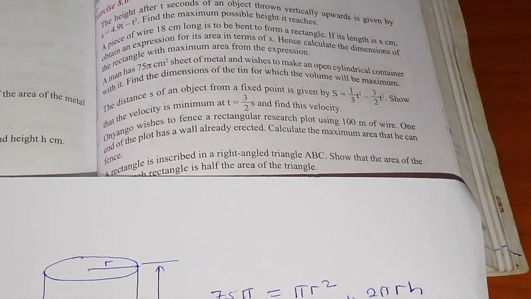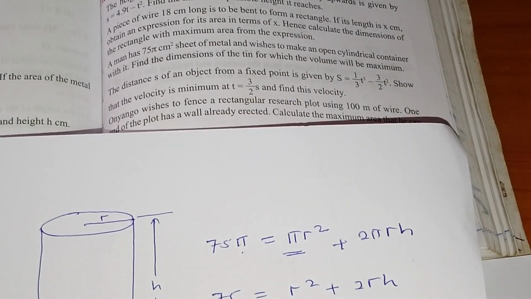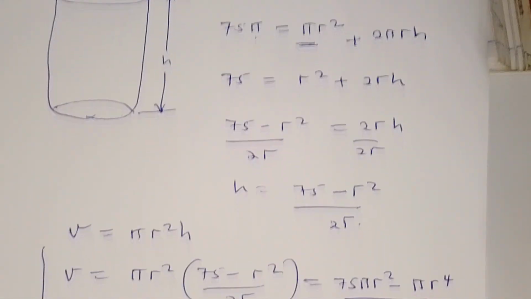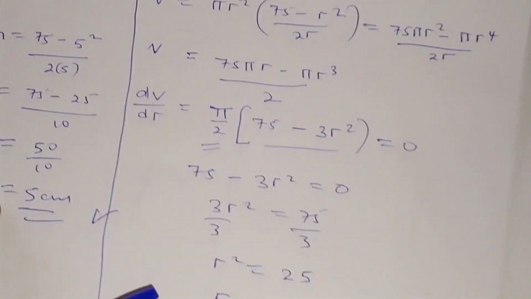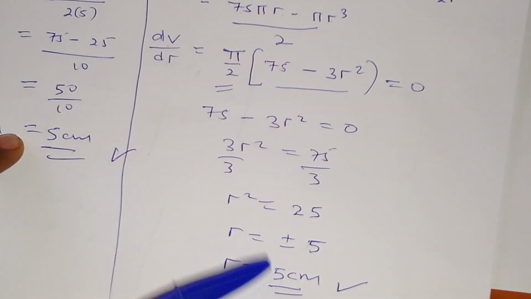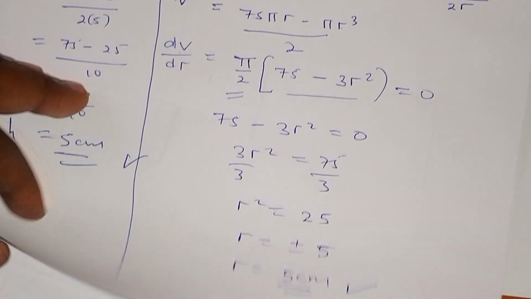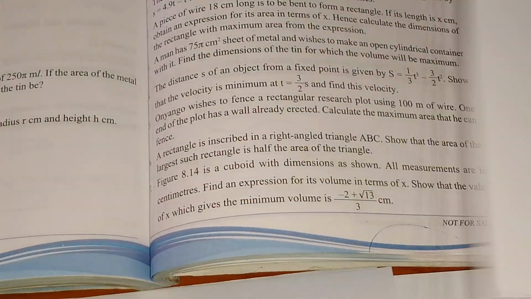But then the question was, we determine the dimensions of the tin for which the volume will be maximum, and so the answer is h equals 5 and r equals 5 here. So I think we go to question number 4, this one there.